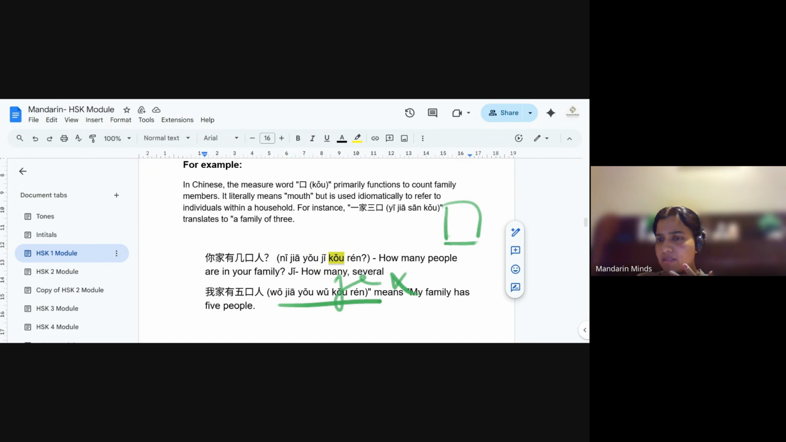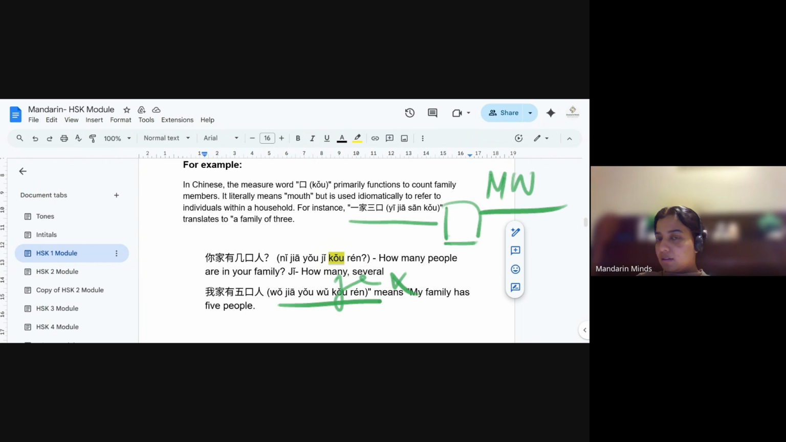5口人. Why do we use ko here? It often means my family has 5 mouths to feed, in a sense, since this is the character of mouth. So we have 5 mouths to feed, or we have 5 people in our family. In that sense, this is used as a measure word for family members. 一家三口, one family, 3 people, or a family of 3.